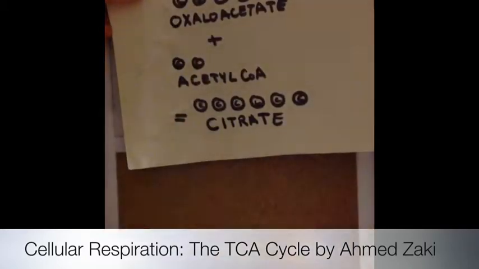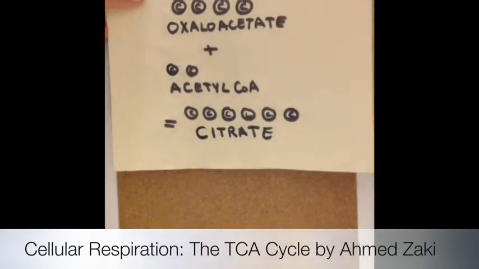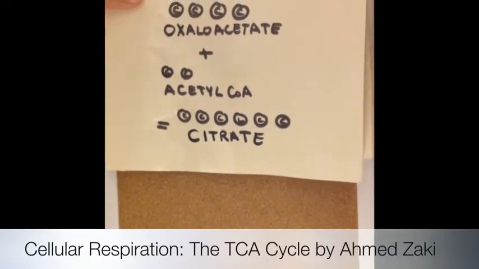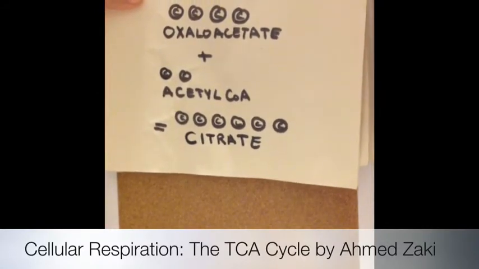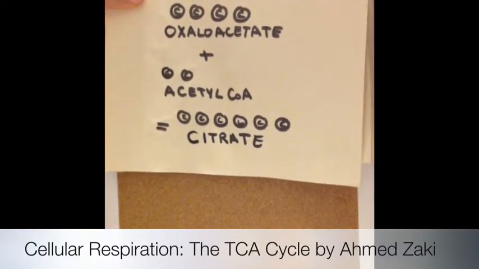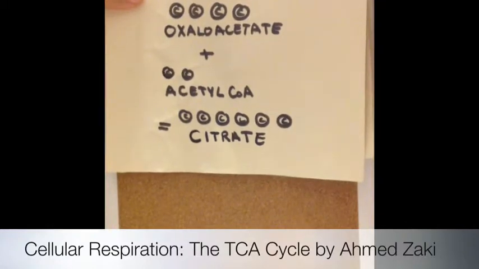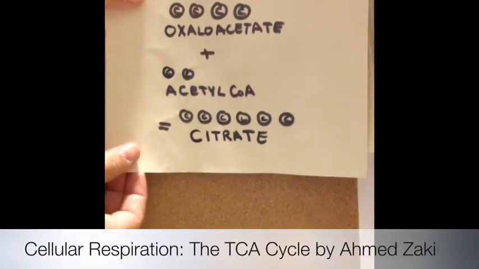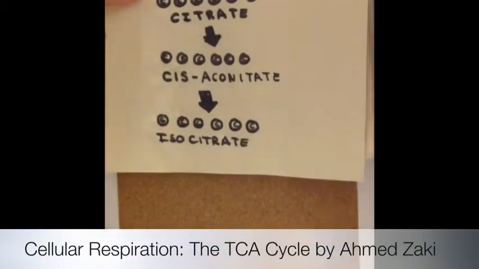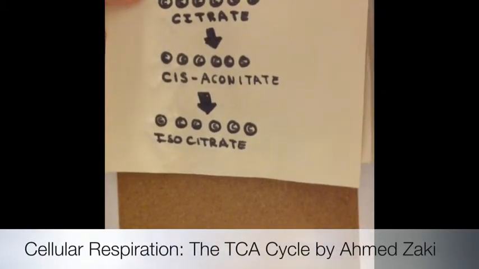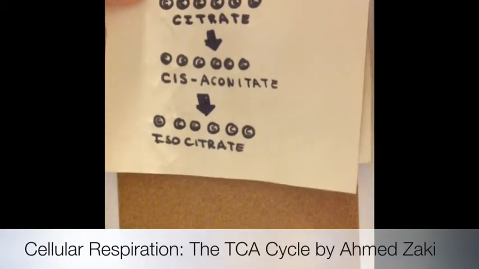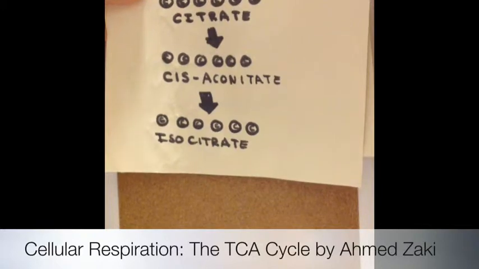The citric acid cycle begins when oxaloacetate, which is a 4-carbon molecule, combines with the 2-carbon molecule acetyl-CoA to form a 6-carbon molecule called citrate. Citrate is where one of the names of the citric acid cycle is derived from. Citrate then gets converted to cis-aconitate, which is then converted to isocitrate. All 3 of these molecules are 6-carbon compounds.